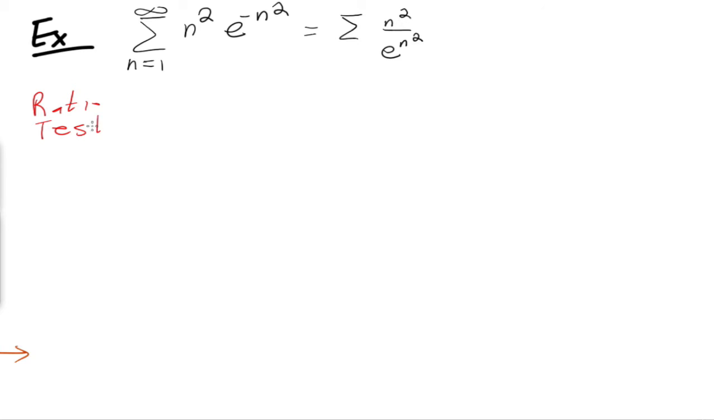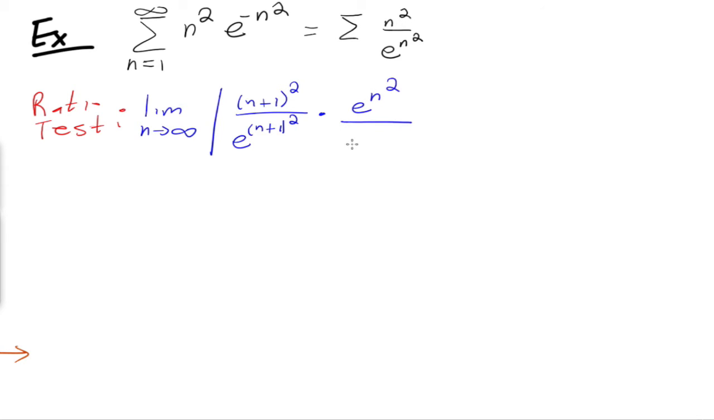We'll try the ratio test just for fun, see what happens. So we take the limit as n goes to infinity of (n plus 1) squared over e to the (n plus 1) squared. And then I'll invert and multiply on the same line so that we don't have to write it down again. So e to the n squared ends up on top, and then n squared ends up on the bottom, right? So it's a sub n plus 1 over a sub n. So what can I do to simplify this?